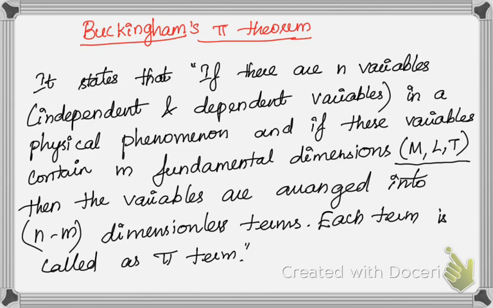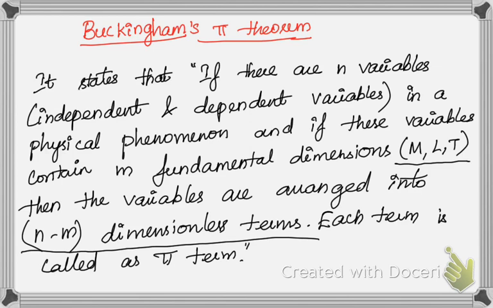It states that if there are n variables, which can be independent or dependent variables, and if these variables contain m fundamental dimensions, that is M, L and T, then the variables can be arranged into n minus m dimensionless terms, and each term is called a pi term.